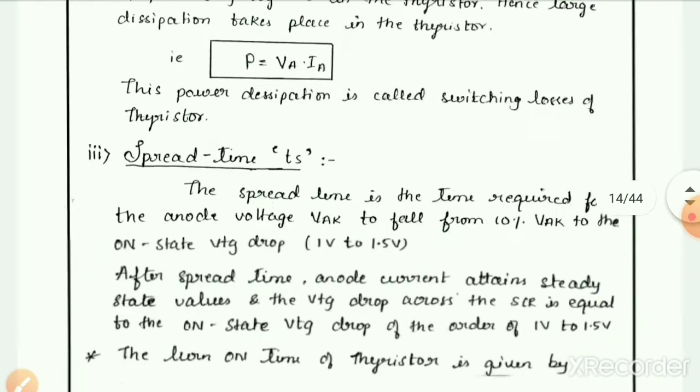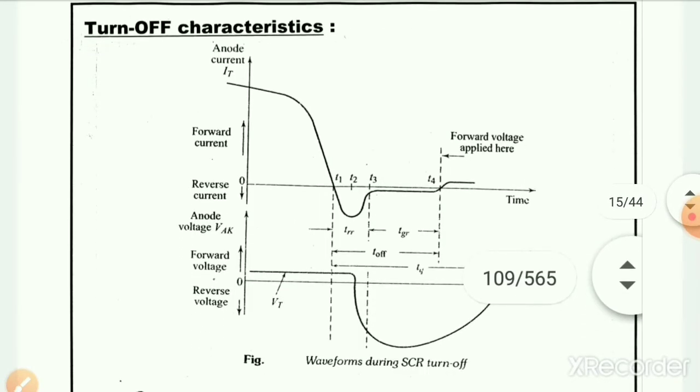Similarly, for the off characteristics also, this is the schematic or graphical representation which indicates the turn-off characteristics of SCR. It also consists of different periods here: TRR, TGR, and various time periods. It's a sum of the different time stampings here.